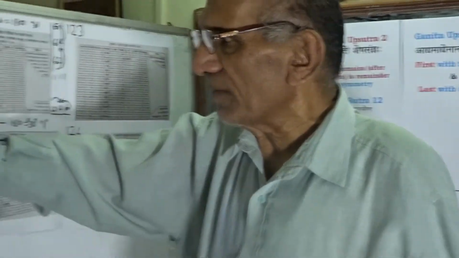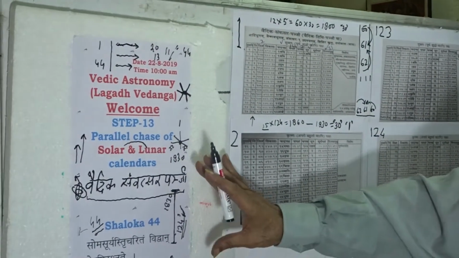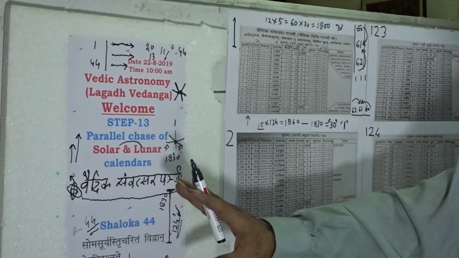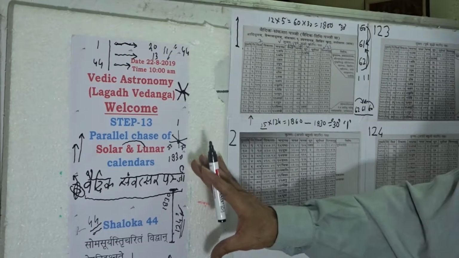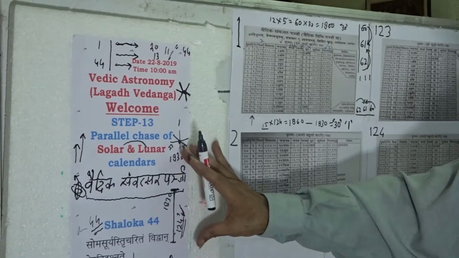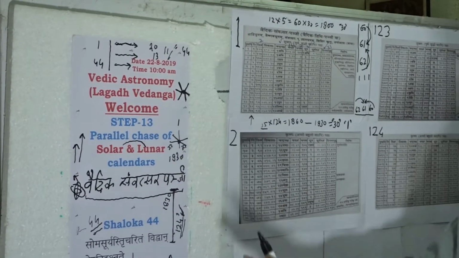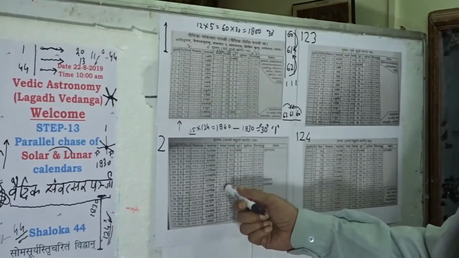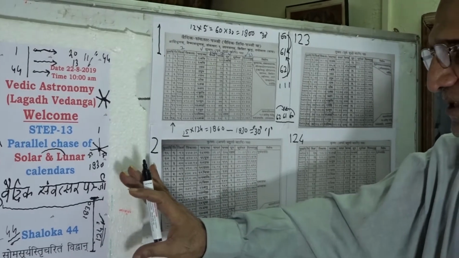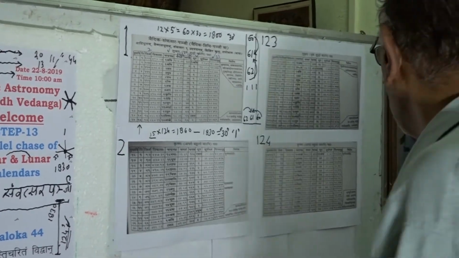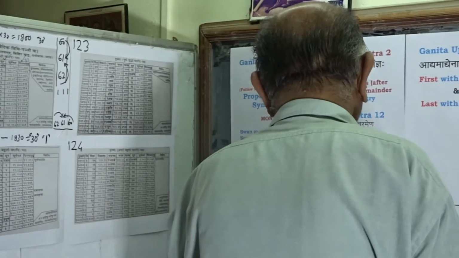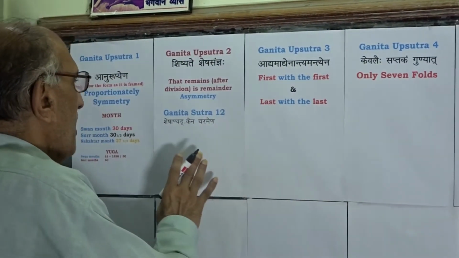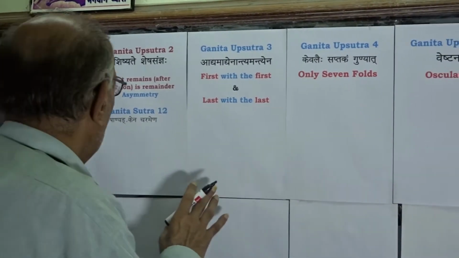This is the format which is being worked out, and by availing the features of this underlying format, we reach this Vedic Sanvatsar Panji. This mathematics, these values, are the mathematics of the Ganita Upsutras. The first 5 Ganita Upsutras all have a prominent role to play.